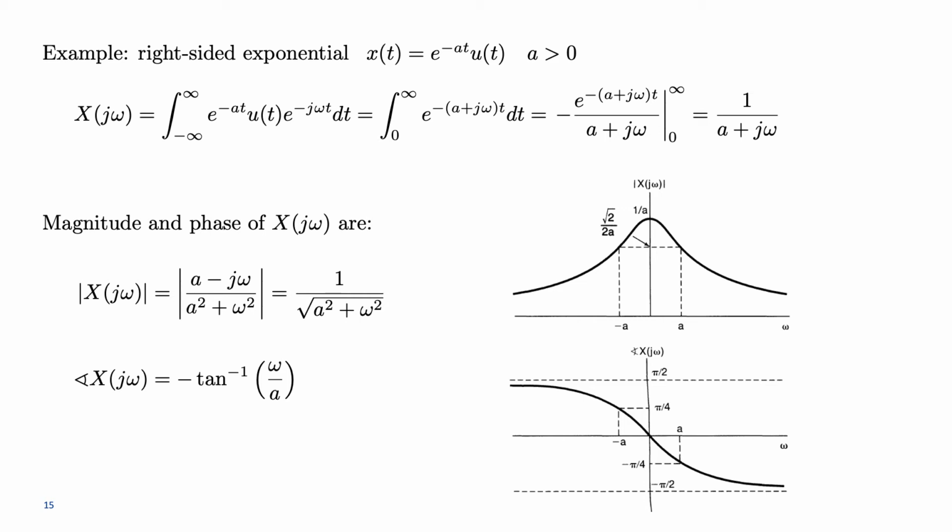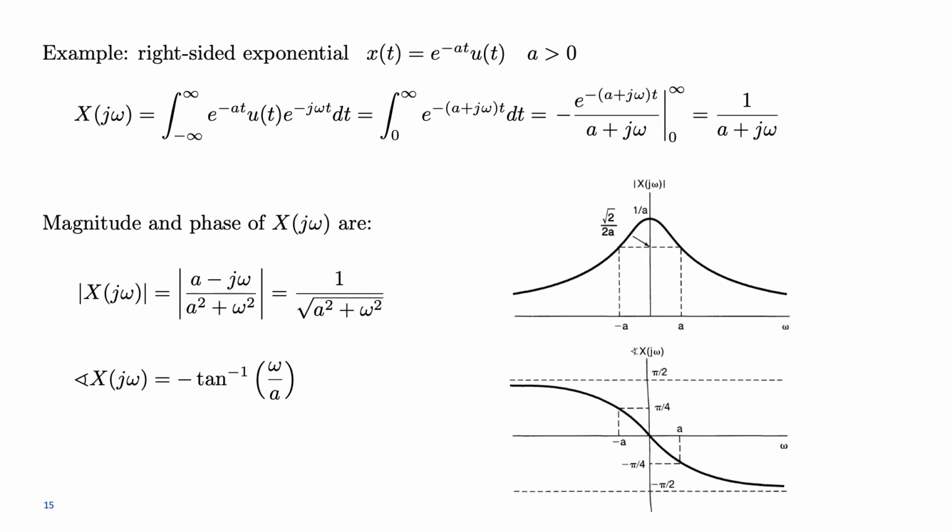The phase can be easily obtained, and it's minus arctangent of omega over a. And what about the trend of this phase? You see this represented at the bottom right of the slide. If we want to draw this intuitively without using any software, one way to do that is to observe the form of X of j omega, which again is 1 over a plus j omega, and think in these terms.